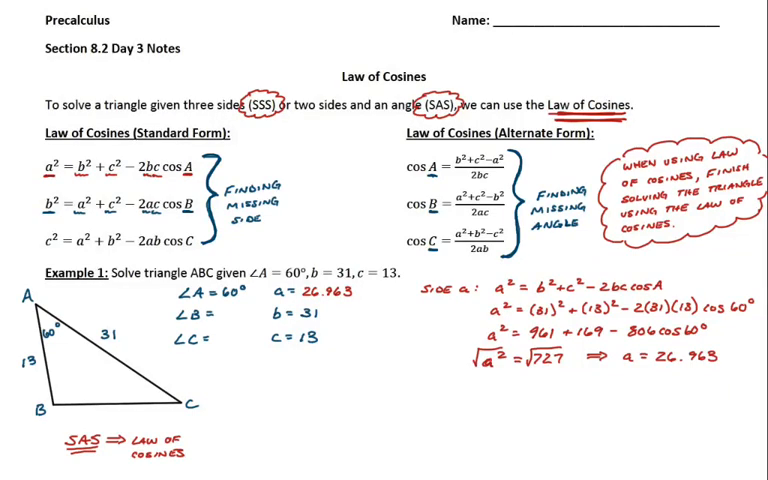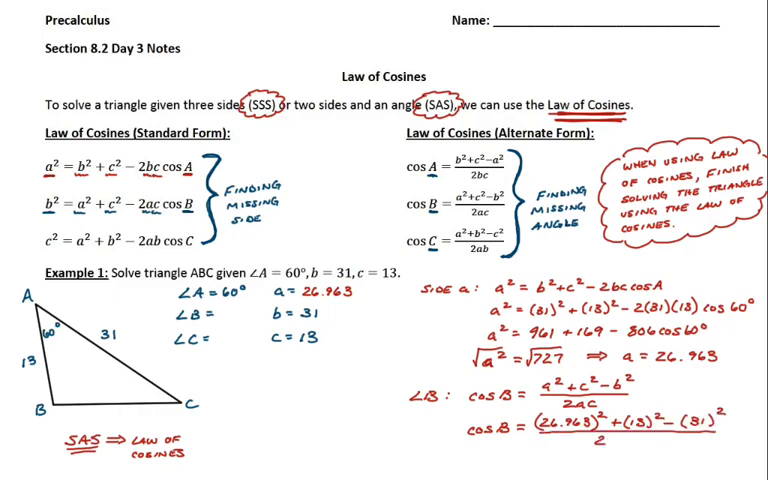So what I'm going to do is find angle B using the law of cosines, but I'm going to use the alternate form here because I'm going to get cosine of B all by itself, and I'll be able to put the information in that I know and find B. So here's the general setup. This is the alternate form just generically. Cosine of B equals A squared plus C squared minus B squared all over 2AC. So I'm going to put those pieces of information in: 26.963 squared plus 13 squared, minus 31 squared, all over 2 times 31 times 13.